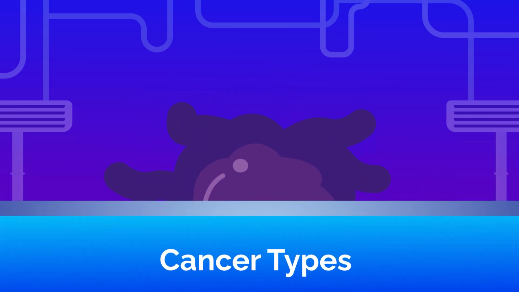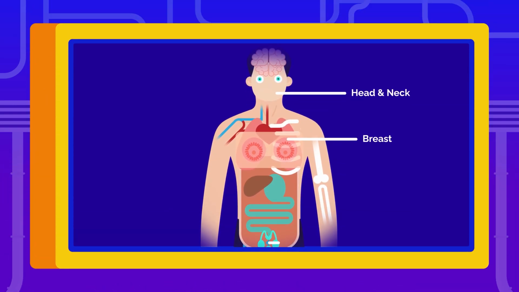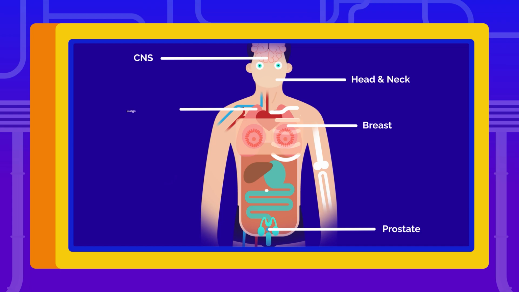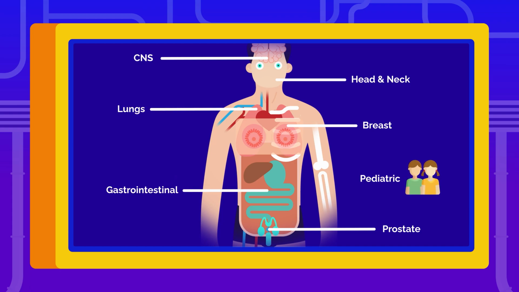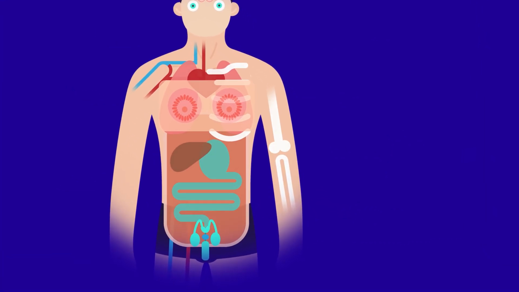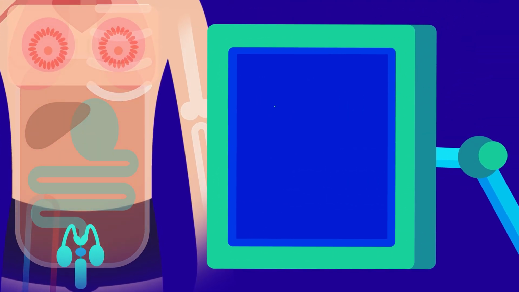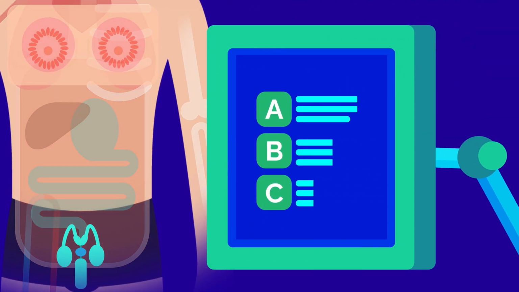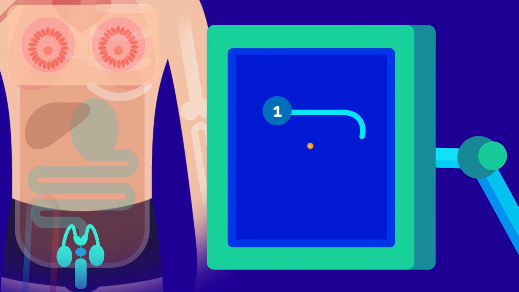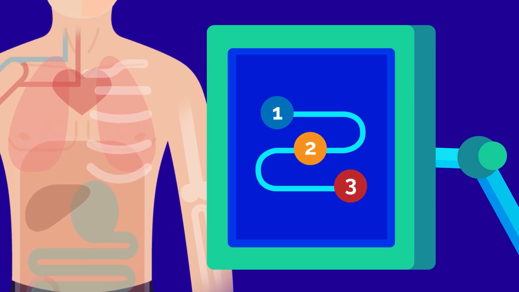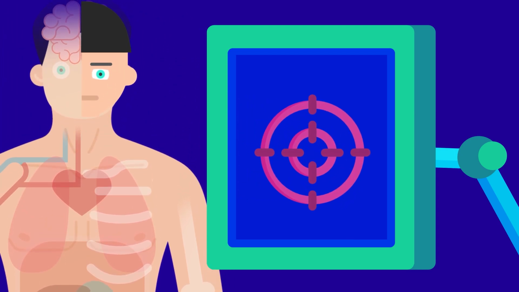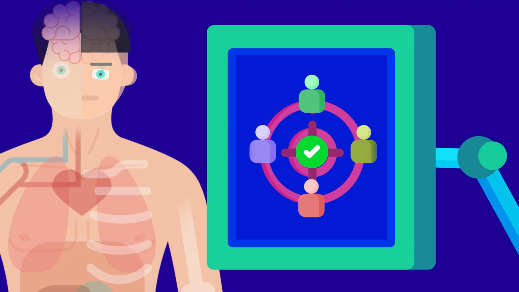Radiation oncologists treat a wide range of cancers, from head and neck to breast to prostate to CNS to lung to gastrointestinal to pediatric and more. Prostate and breast cancer are two of the most common cancer types, which means they're more protocol-driven and have standardized treatment paths. CNS and pediatric oncology tend to be more subspecialized and require multidisciplinary approaches and frequent imaging.